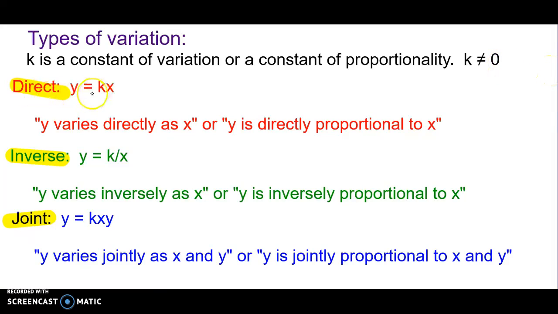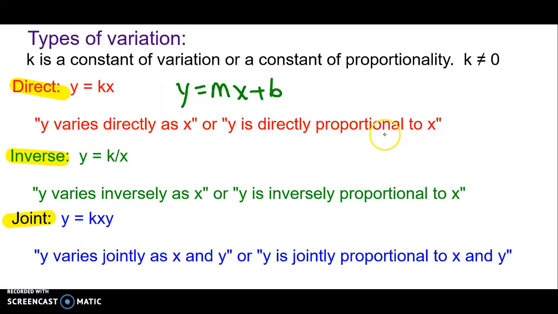So, direct variation. Notice that we have y equals k times x. This should look like an equation of what? If you're thinking an equation of a line, then you should pat yourself on the back and say that Mr. Rupnick's proud of you, because I am. This does look like our form y equals mx plus b. It does look like an equation of a line. We say y varies directly as x, or y is directly proportional to x.